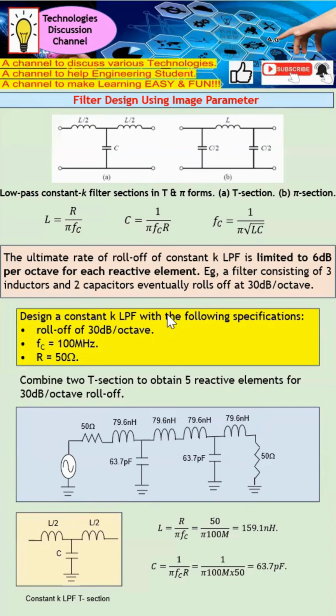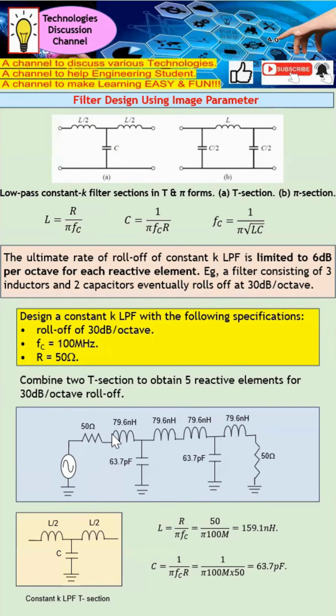This example tasks us to design a constant K low pass filter with the following spec. From here you can see that the requirement is 5 elements, as I explained over here, because with 5 elements, I will be able to achieve 30 dB per octave. So this is how I design the T section.